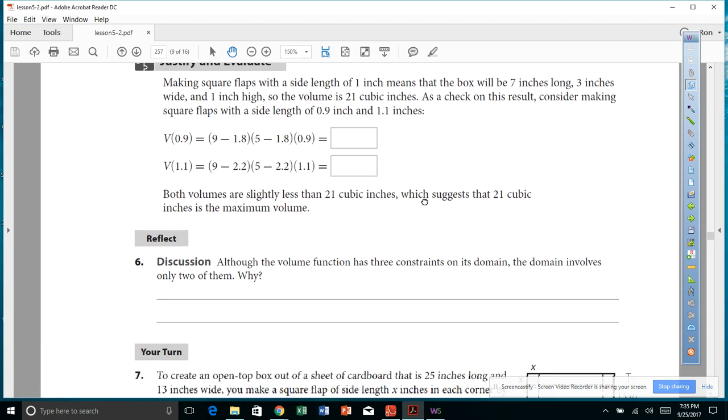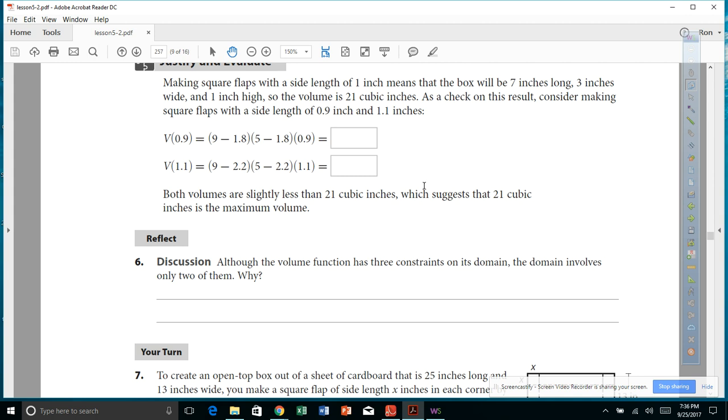Justify and evaluate. Making square flaps with a side length of 1 inch means the box will be 7 inches long, 3 inches wide, and 1 inch high. So the volume is 21 cubic inches. As a check on this result, consider making square flaps with a side length of 0.9 inches and 1.1 inches.